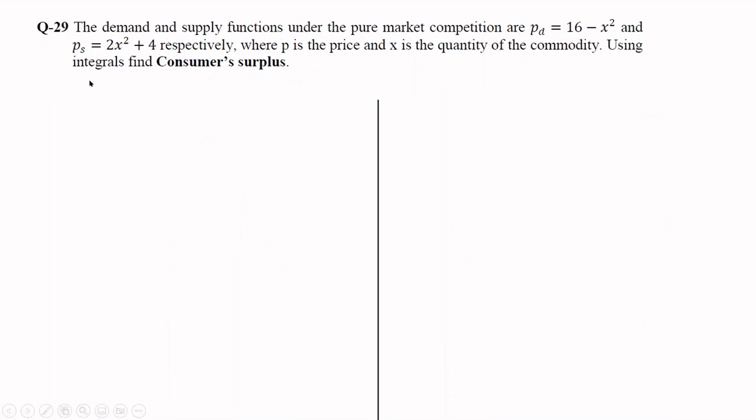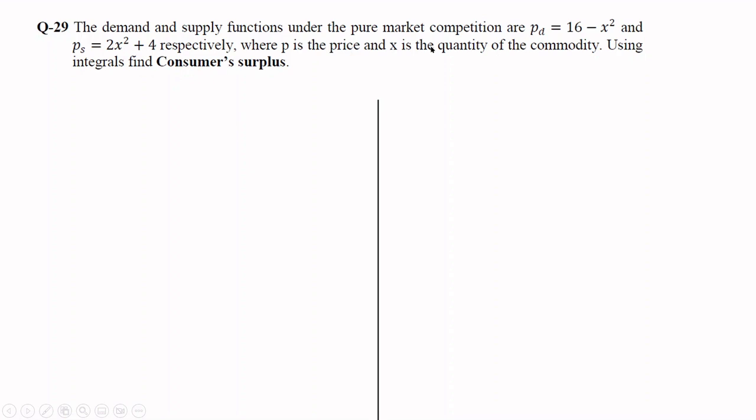Moving on to the next question. The demand and supply functions under pure market competition are: demand function is given by 16 minus x square and supply function is given by 2x square plus 4 respectively. Here P is the price and x is the quantity of the commodity. Using integrals, we have to find the consumer surplus. Here it is given that it is under pure market competition.